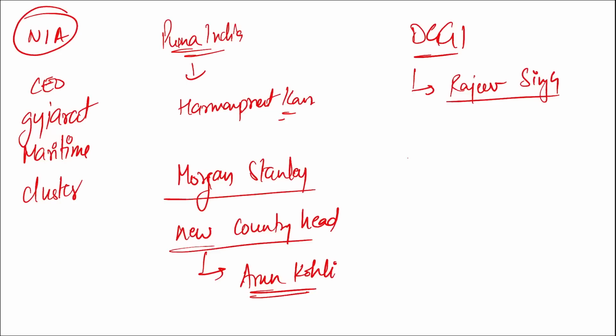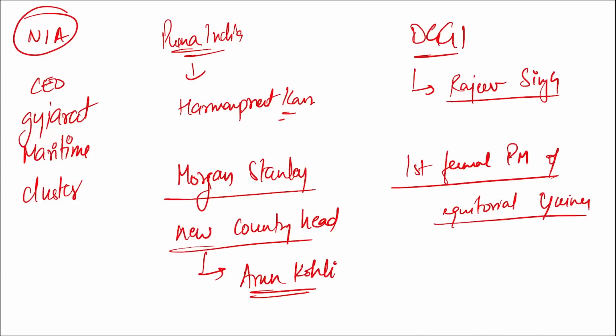All right. Then who became the first female Prime Minister of Equatorial Guinea? She will be Manuela Roca Boti. All right. Next.